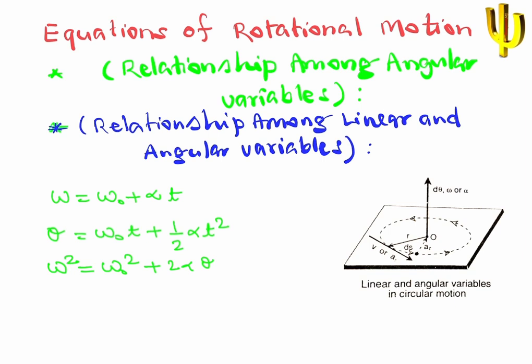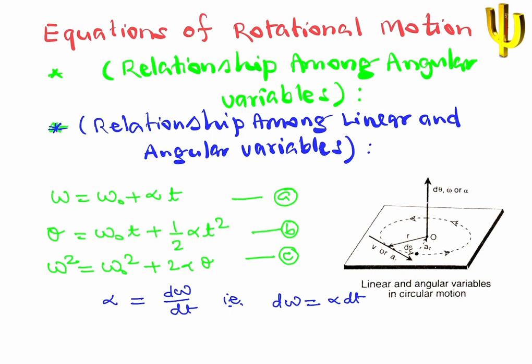So friends, we now derive these three equations one by one: equation A, equation B, and equation C. So let's start. By definition, we know that alpha, the angular acceleration, may be written as d omega by dt, that is, d omega is equal to alpha dt. We are considering the case when a particle is moving along a circle.